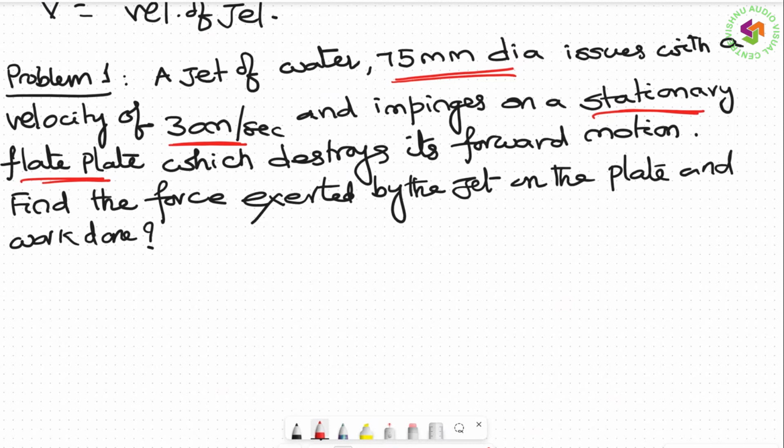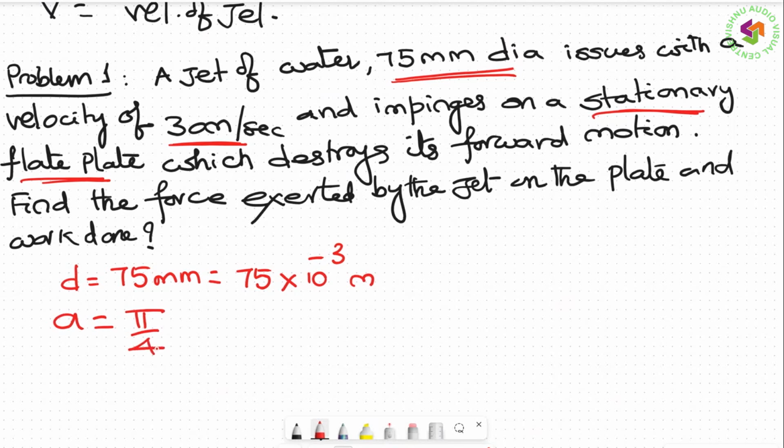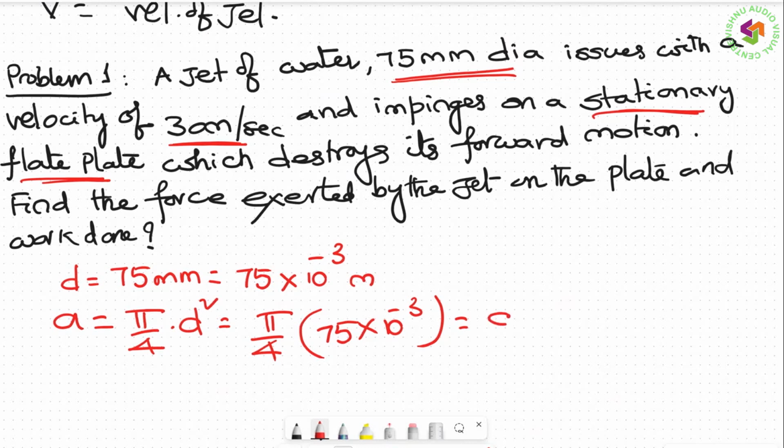So now, as I already mentioned, jet diameter D is equal to 75 mm, so it is equal to 75 into 10 to the power of minus 3 meters. So what is area equal to? Area is pi by 4 into d square. So pi by 4 into 75 into 10 to the power of minus 3, squared, which is equal to how much? Actually this is equal to 0.004418. Please check it using the calculator, and please do it along with me.